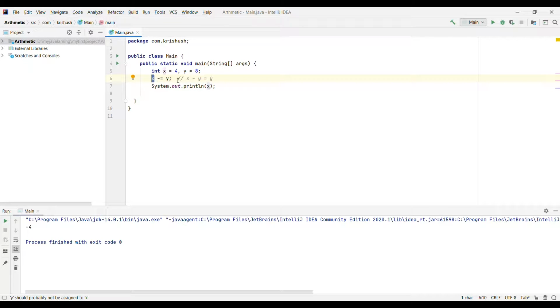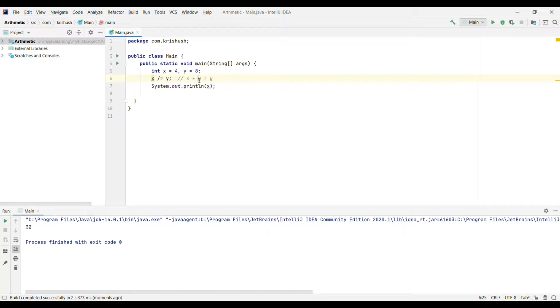Now let's do the same thing with multiplication, and with multiplication also you will get something different. Let's run it. As you can see the result is 32, because 4 eights are 32, that is why we have got 32.